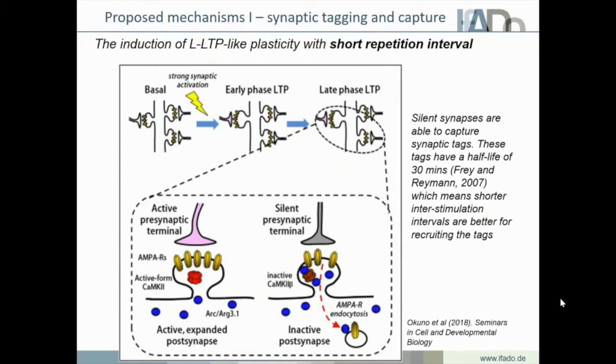So the first one is the synaptic tagging and capture hypothesis. According to this hypothesis, synapses that are together are able to share synaptic proteins. And by sharing these proteins, they are able to prolong the duration of after effects of plasticity induction. But these synaptic proteins or synaptic tags have a half-life of about 30 minutes. So the interval between the stimulations is critically important, and this helps to efficiently recruit these synaptic tags for late phase LTP-like plasticity.